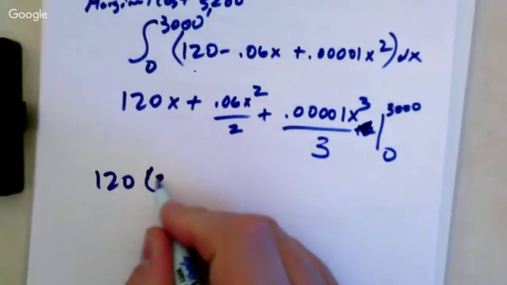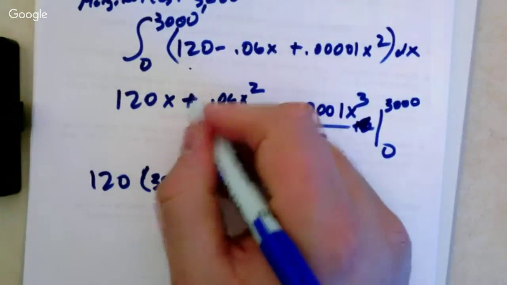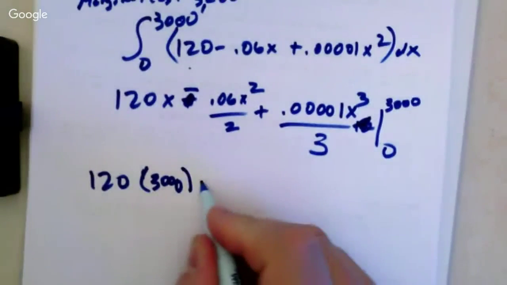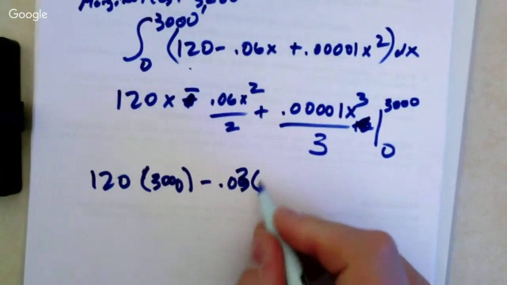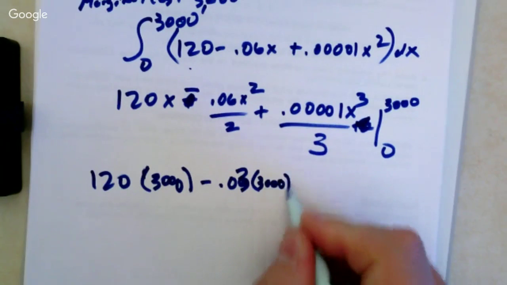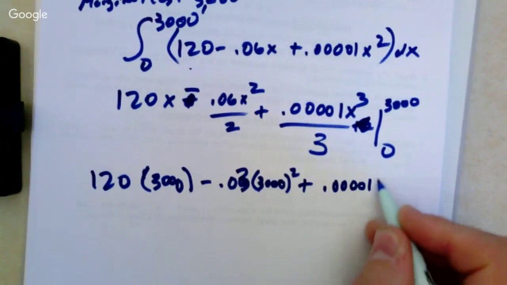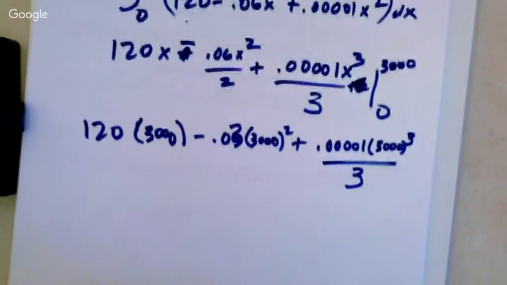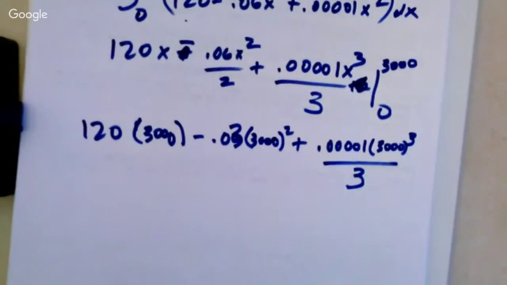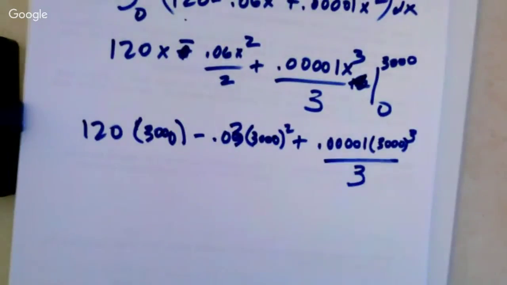Okay, so plug in 3,000: 120 times 3,000, minus 0.06 over 2, which is 0.03, times 3,000 squared, plus 0.00001 times 3,000 cubed over 3. I'm not even writing the second part, because when we plug in 0 to all these, they become 0. Throw that in your calculator real quick and see what we get.